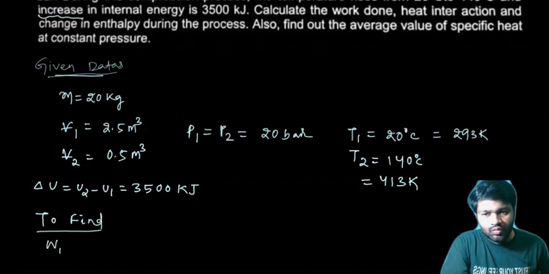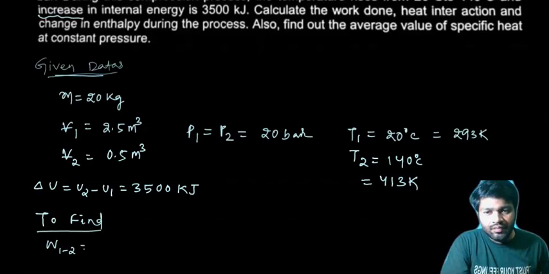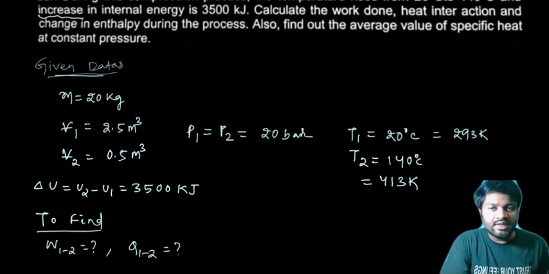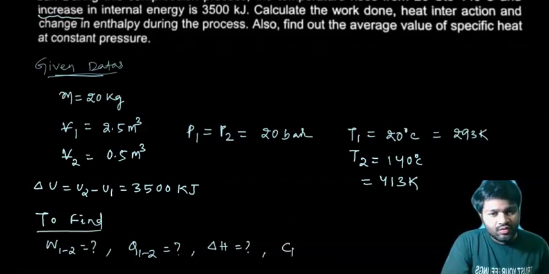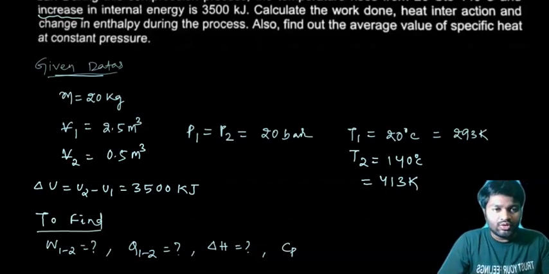We have to find out the work interaction from the 1 to 2 process. Okay, then we have to find out the heat interaction Q1 to 2. Okay, then the change in enthalpy. That means we can write del H. So this is how much. Other than this, again we have to find out the value of Cp. So we have to calculate all these four values, right?